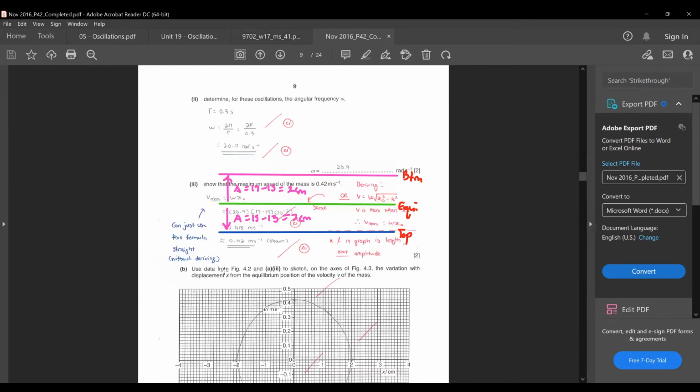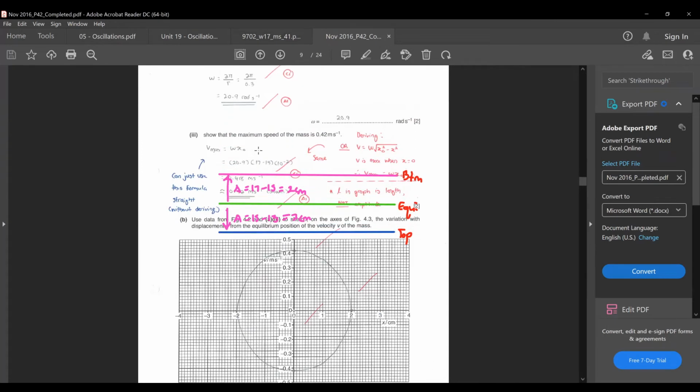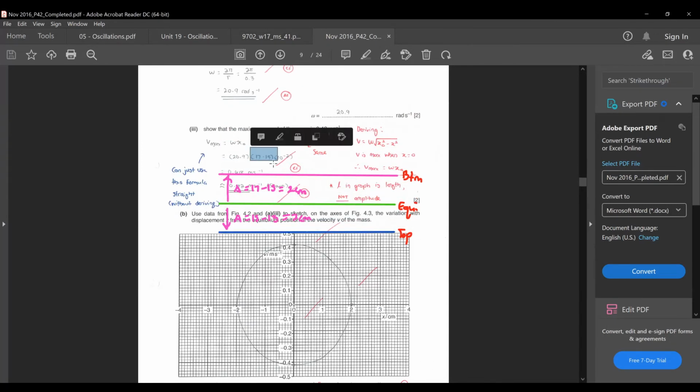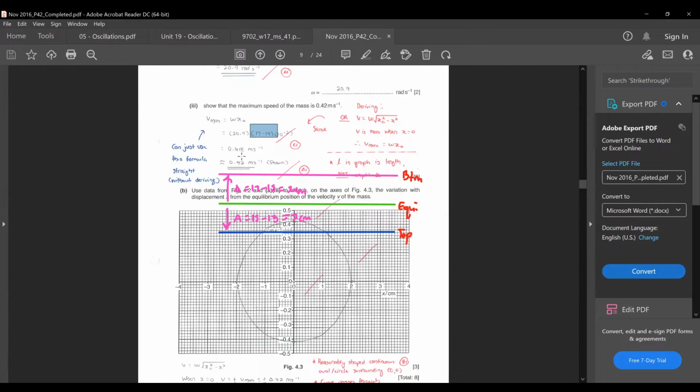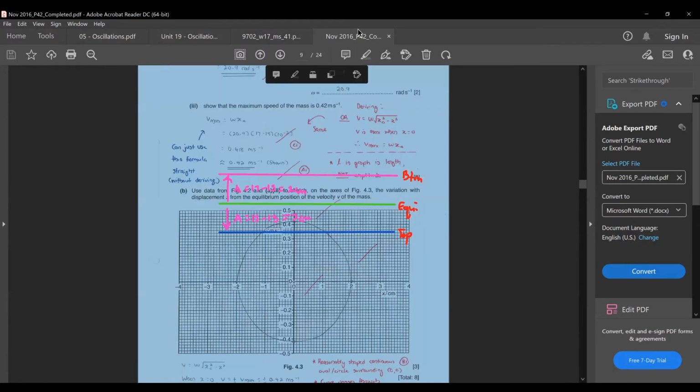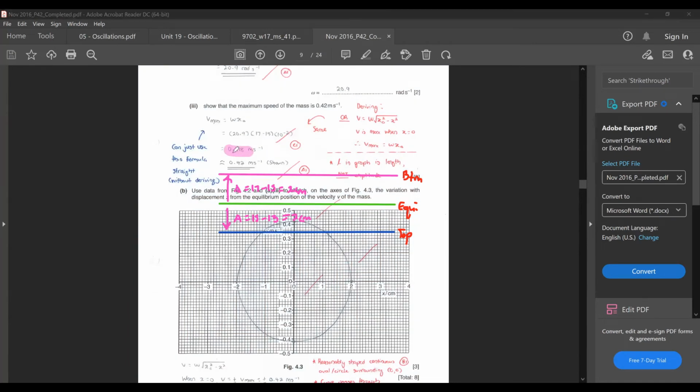In my case, I actually took the top position to the equilibrium. So it's 17 minus 15, but because it's in centimeter, remember to change it to meter. Okay, so your final answer eventually would be 0.418 meter per second. Round it up to 2 SF to match the answer inside the question. Right? So that one is okay. Then I just clear off this diagram again.